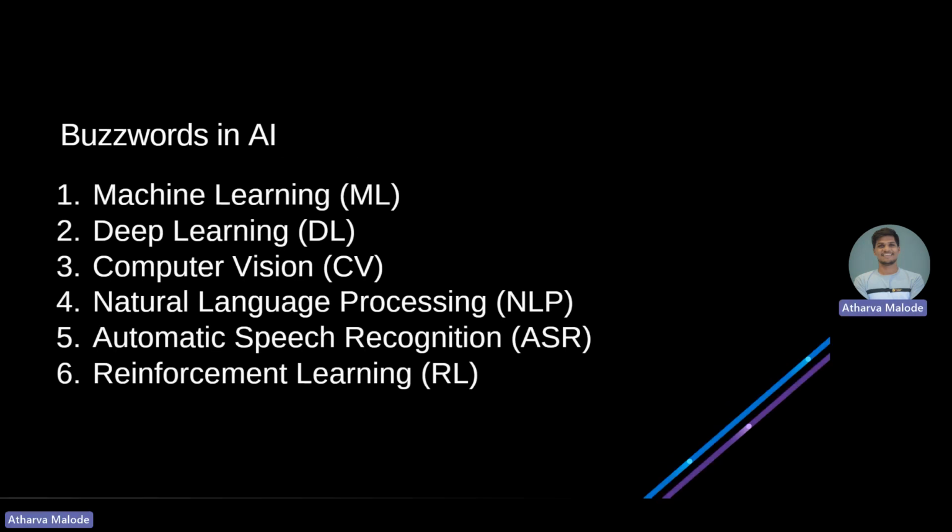So there are a few buzzwords in AI. These buzzwords are like machine learning. We saw deep learning. We saw computer vision. What is computer vision? Simply giving a machine the power to visualize things. Giving a computer the power to visualize things, you may say. Right? Like an advanced CCTV solution is the best example of computer vision.